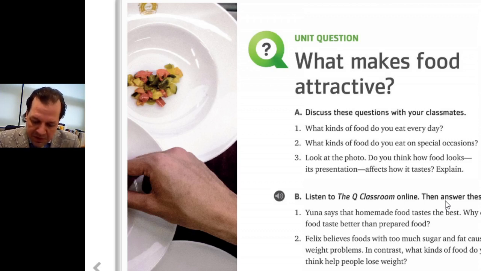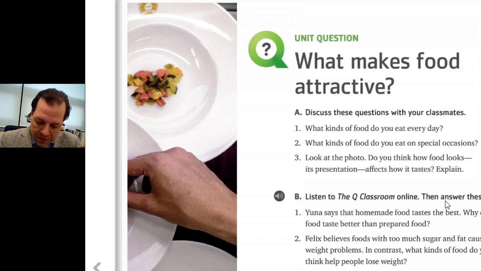There's a few discussion questions that we can start off with, just to preview the unit. What kinds of food do you eat every day? So that's an opinion question. I don't think everyone eats the same thing every day. Number 2, what kinds of food do you eat on special occasions? Okay, perhaps holidays or events that mark something that's special to you.